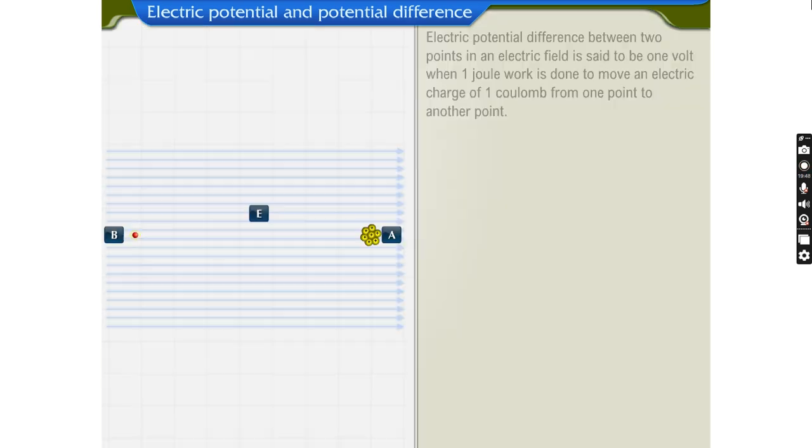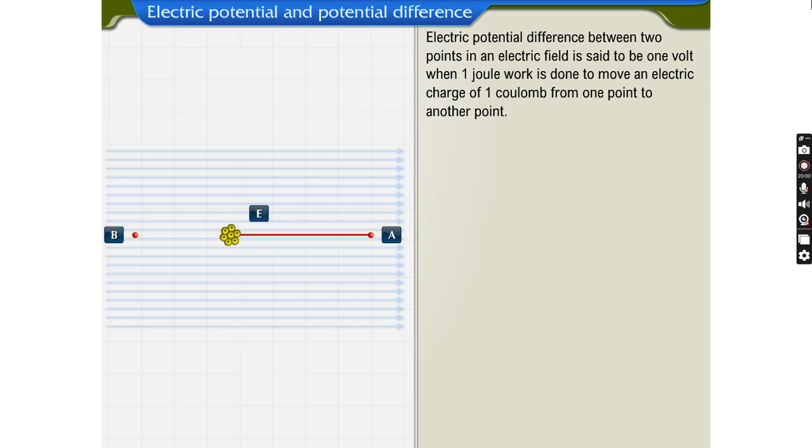Electric potential difference between 2 points in an electric field is said to be 1 volt when 1 joule work is done to move an electric charge of 1 coulomb from one point to another point. Hence, 1 volt is equal to 1 joule upon 1 coulomb. That is, 1 V is equal to 1 J upon 1 C.